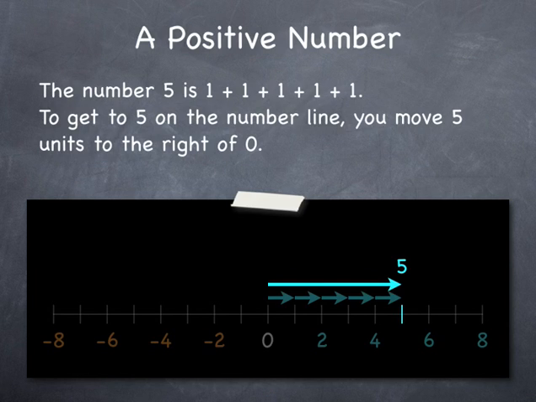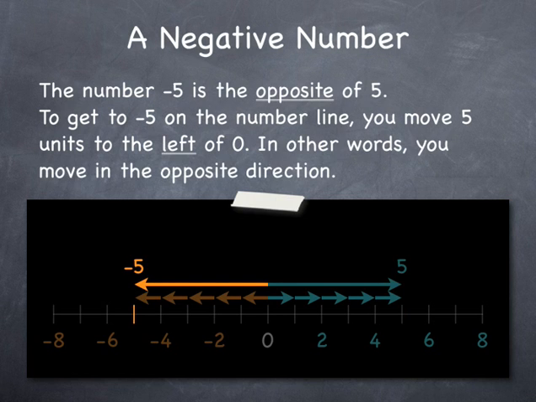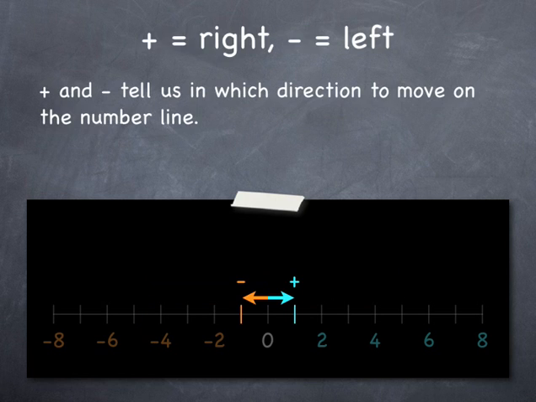The number 5 is 1 plus 1 plus 1 plus 1 plus 1. To get to 5 on the number line, you move 5 units to the right of 0. The number negative 5 is the opposite of 5. To get to negative 5 on the number line, you move 5 units to the left of 0. In other words, you move in the opposite direction. Plus and minus tell us in which direction to move on the number line.